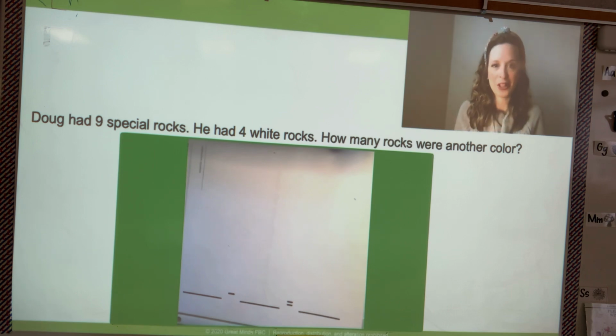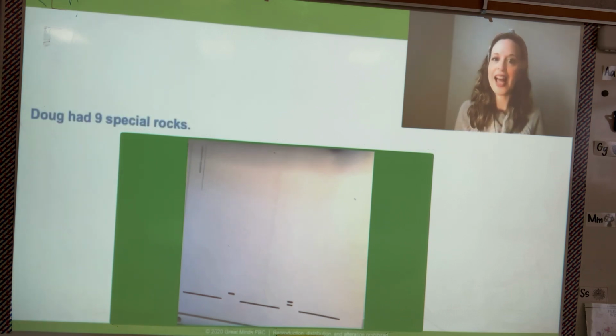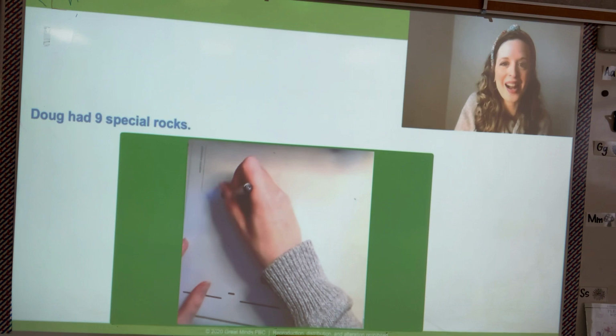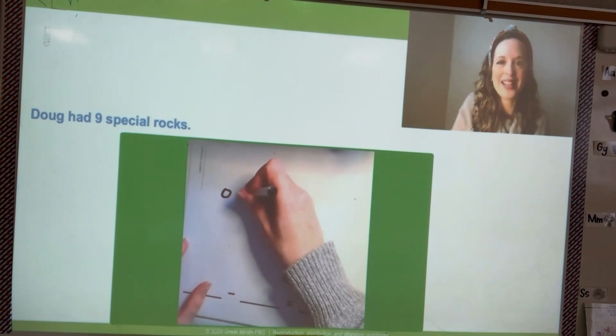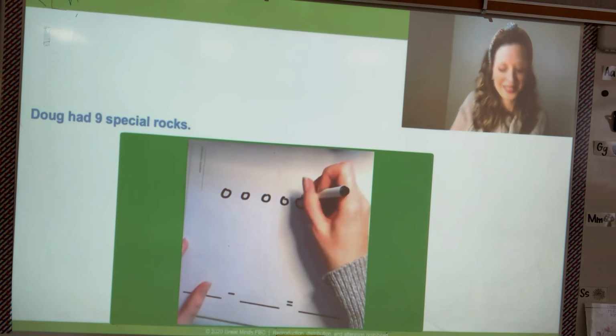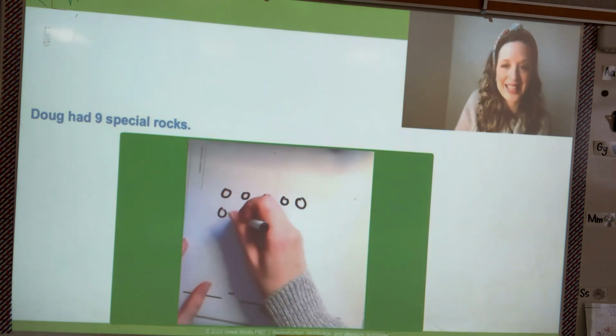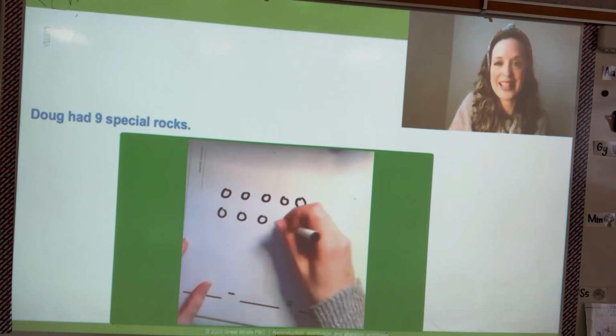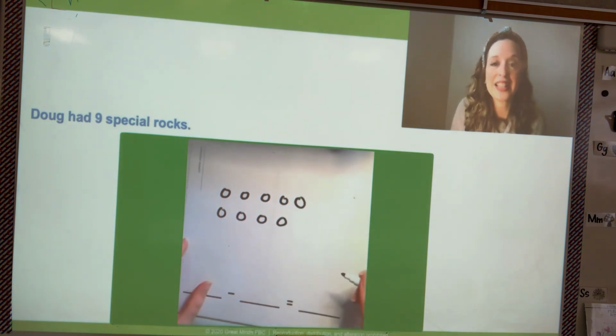Let's start with the first chunk. Doug had 9 special rocks. Is that something that we could draw? Sure. Let's draw his 9 special rocks as circles in 5 group rows. Let's get our markers and draw. 1 rock, 2 rocks, 3, 4, 5, 6, 7, 8, 9. Here are Doug's 9 rocks.